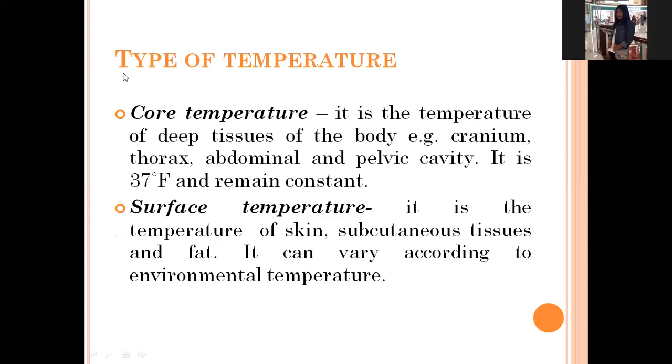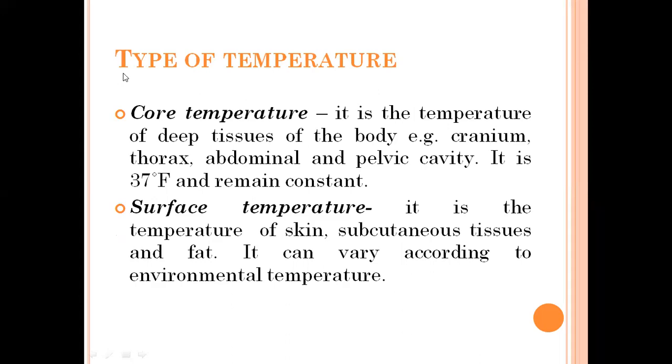So how many types of temperature? Core temperature and surface temperature. Core temperature is the temperature of your deep tissues. Example, your cranium, thorax, abdominal cavity, pelvic cavity. And the temperature remains constant.